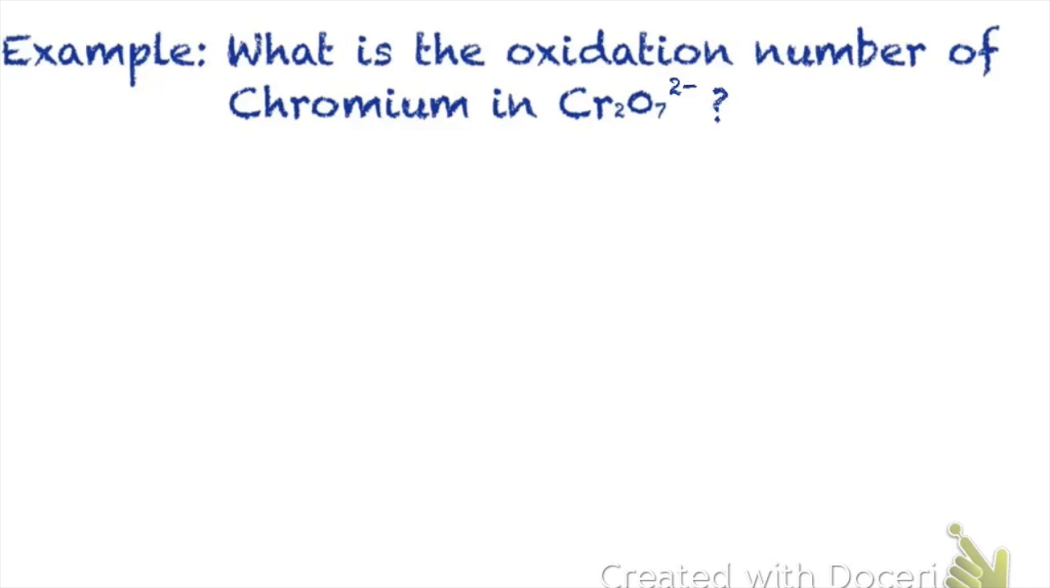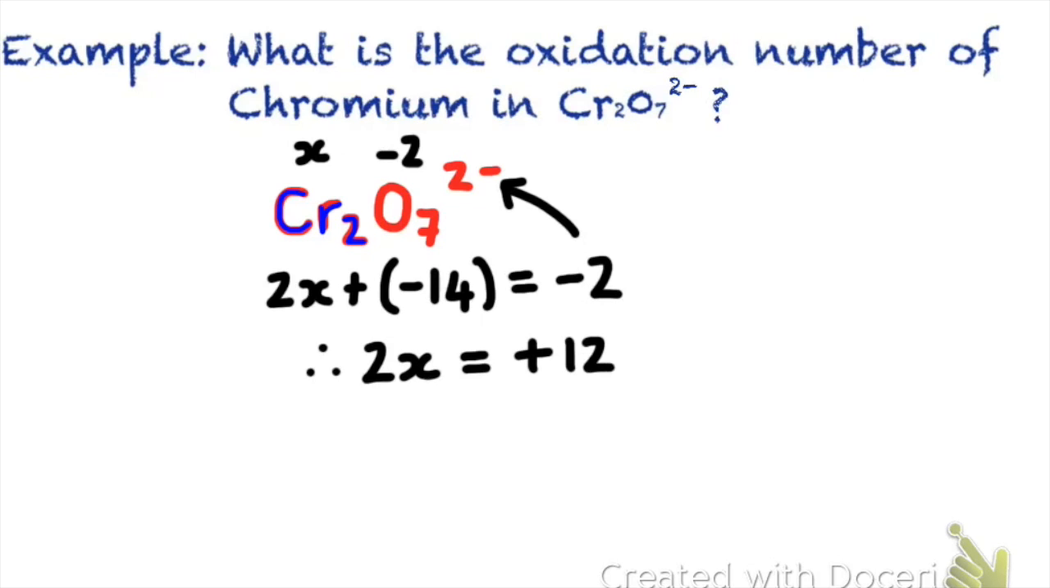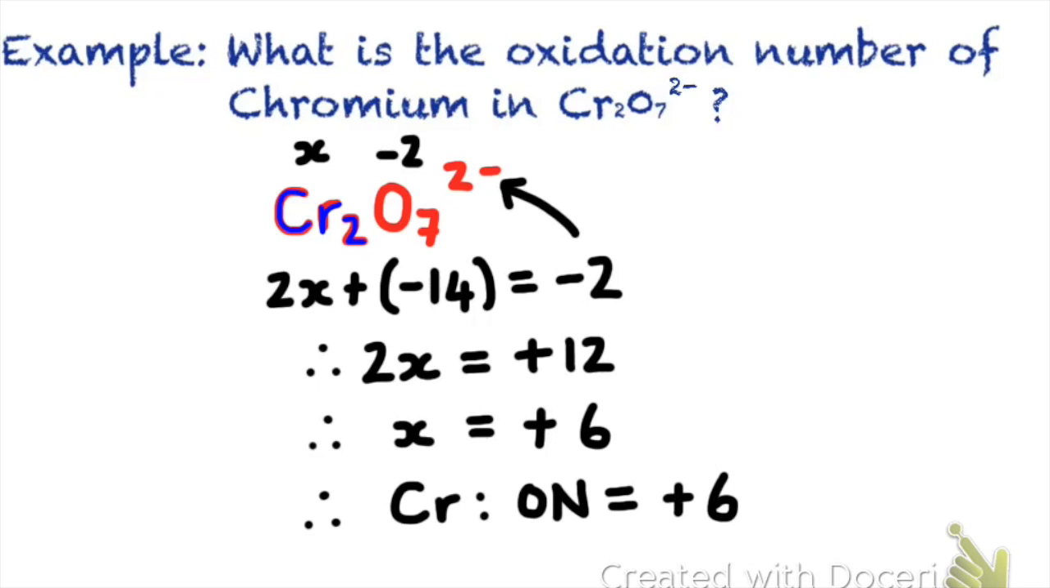Another quick example. What's the oxidation number of chromium in the dichromate ion, Cr2O7 2-? Alright, we're interested in the chromium, so let's call that X. Notice there are 2 chromium atoms there, so it's going to contribute 2X. Oxygen's -2, there's 7 of them, so that's -14, and that has to equal -2 because the charge of the ion is 2-. So 2x is +12, so x is +6, and that tells us that chromium has an oxidation number of +6.